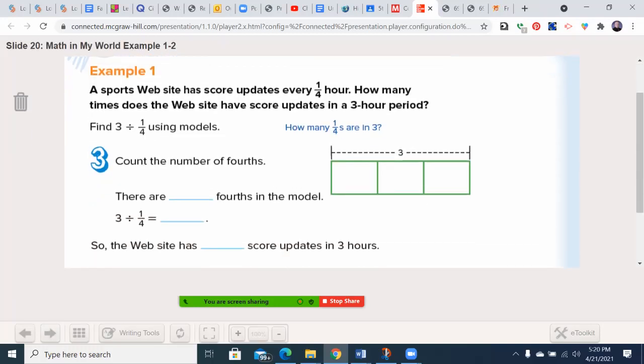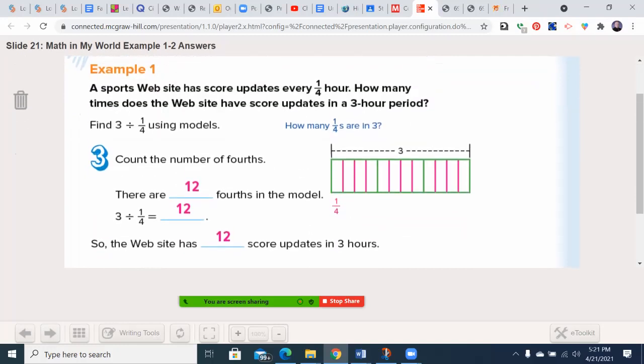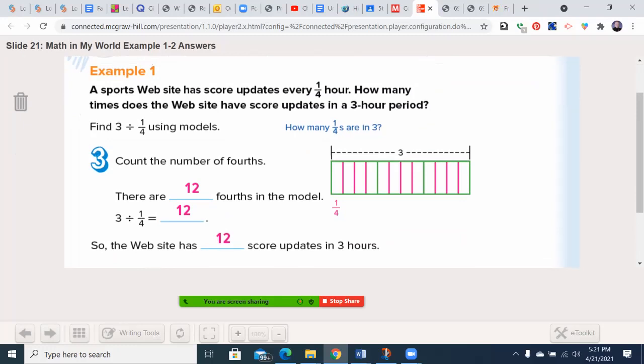So there are how many fourths in the model? So you count them out, and we had 4, 8, and 12. Is drawn here. So put in 12. So 3 divided by a quarter is 12. So the website has 12 score updates in 3 hours. Let's go ahead and write in that number 12 multiple times. So that's step 3. Now all we'll have left to do is the check.